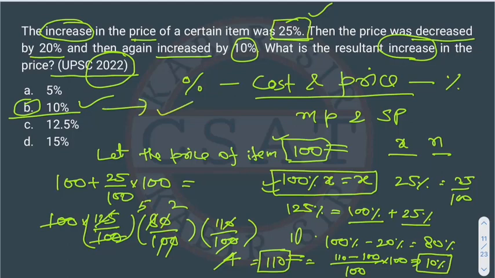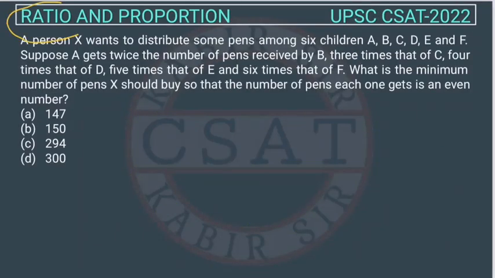Okay, I hope this is understood by all of you, right? This is the question of ratio and proportion asked by UPSC in the CSAT exam of 2022. This is a very important question, right? Because this is a bit tricky question.